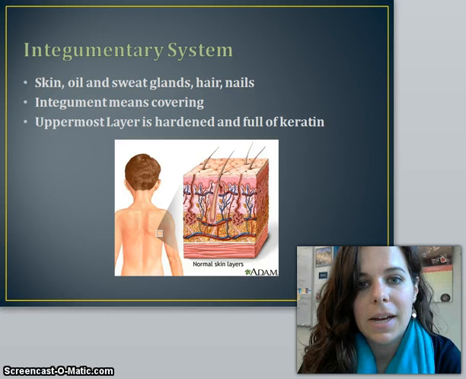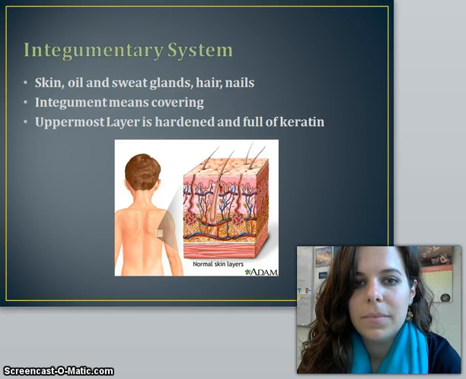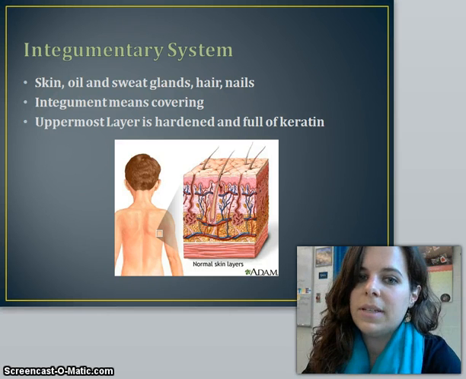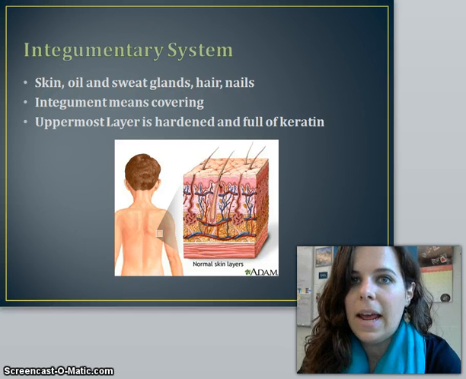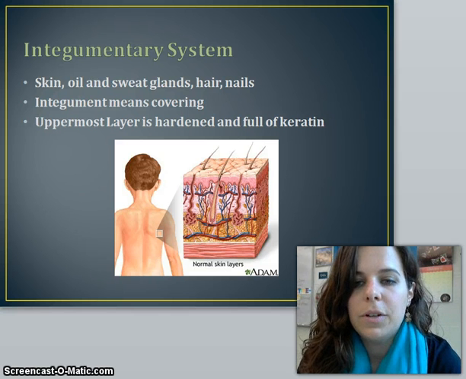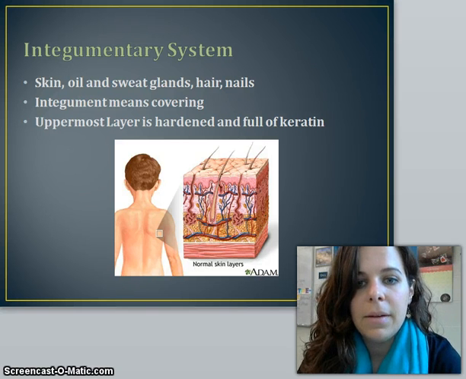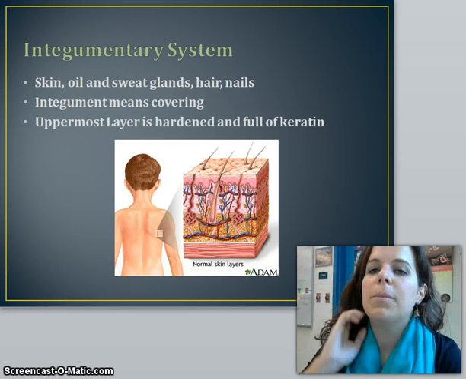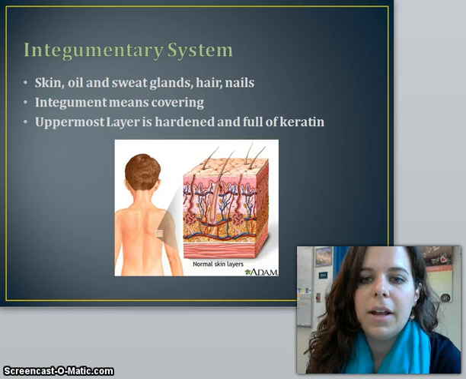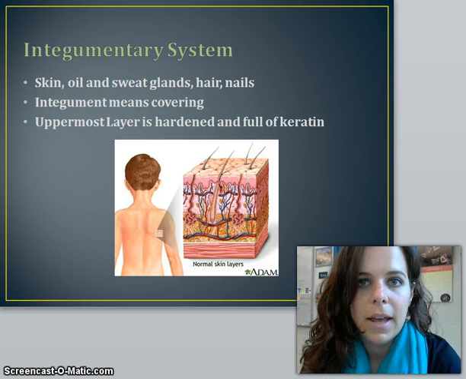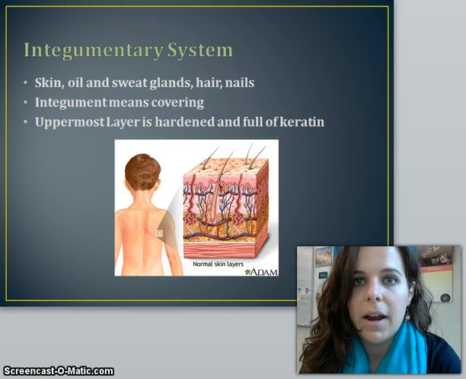This is the integumentary system, and that includes the skin, oil and sweat glands, and hair and nails. So we're just talking about the cutaneous membrane here. Integument means covering, so that's why it's called the integumentary system. And the uppermost layer of your skin is hardened, and it's full of a protein called keratin, which makes up a lot of your hair and nails, as well as the upper layer of your skin.